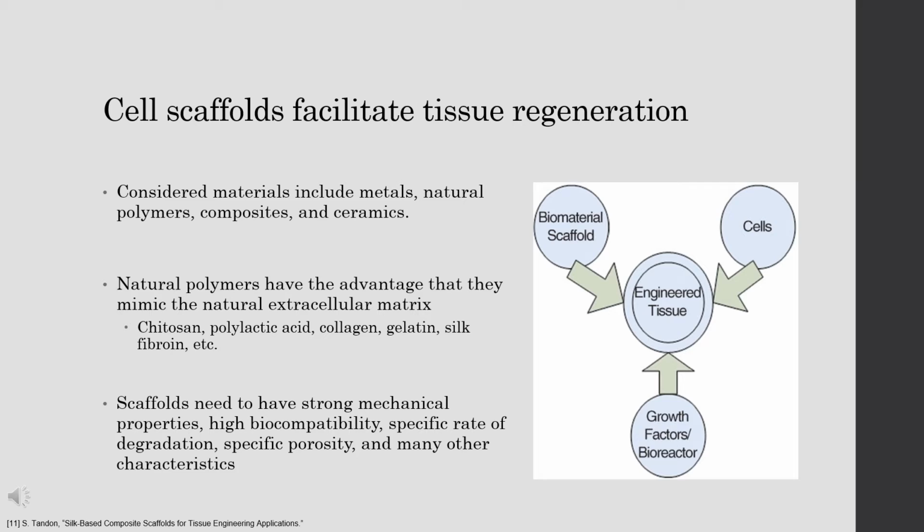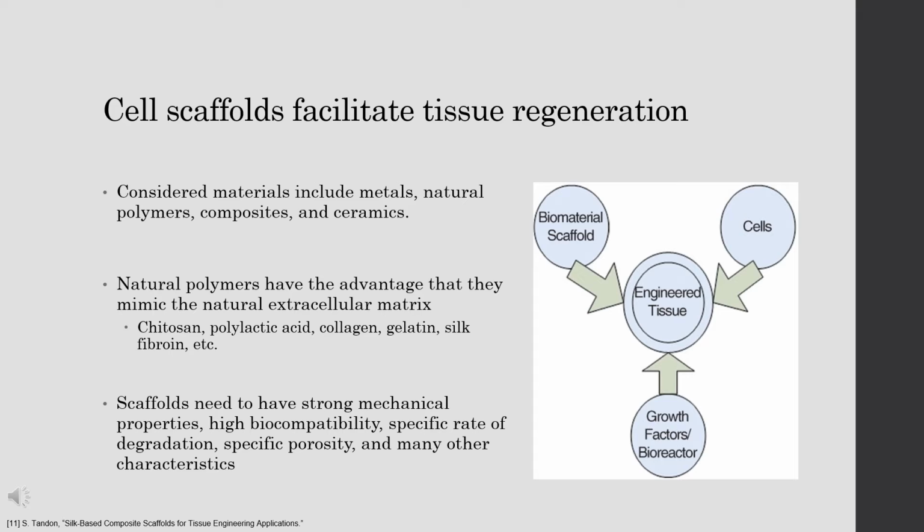Cell scaffolds facilitate tissue regeneration. Many different types of materials have been considered and extensively researched for this application. This includes metals, natural polymers, composites, and ceramics. Natural polymers especially have potential for tissue regeneration because they best mimic the natural extracellular matrix. Some examples are chitosan, polylactic acid, collagen, gelatin, and silk fibroin.